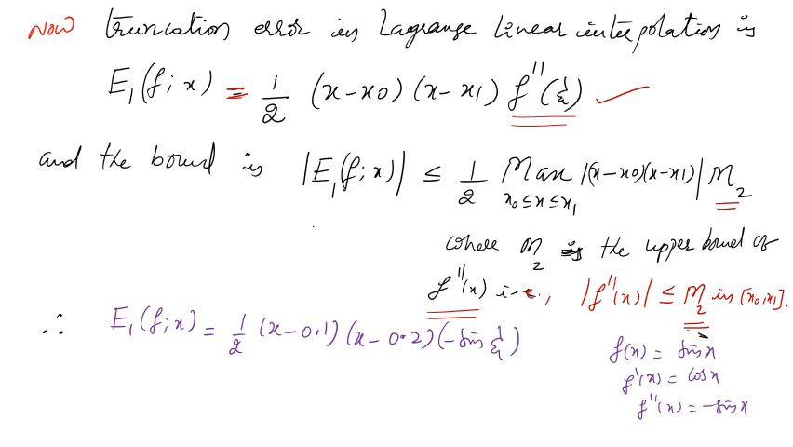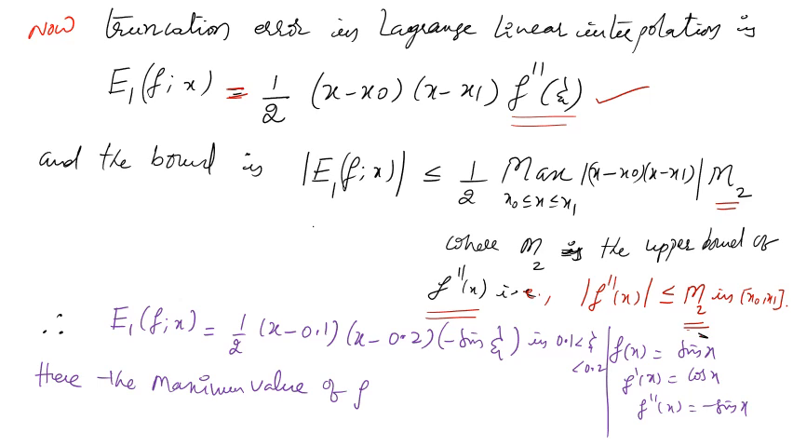Minus sin xi. What is the interval here? The interval is given as 0.1 less than xi less than 0.2. Okay. And here, what is the maximum value we have to find?